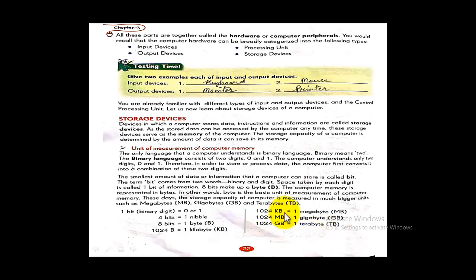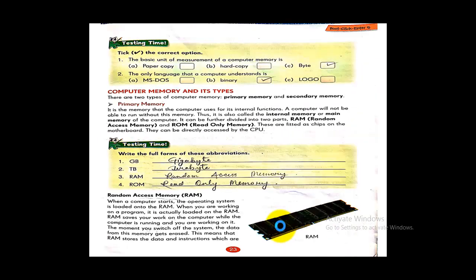computer memory, hard drive memory, in terabytes, or 500 GB, GB is gigabyte, or 1 terabyte. 1 terabyte is 1024 GB. Okay, now let's see testing time. Tick the correct option: the basic unit of measurement of a computer memory is, we have just done just now, byte. Then hard copy.